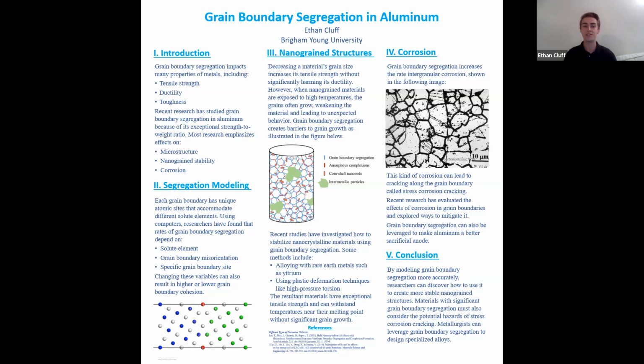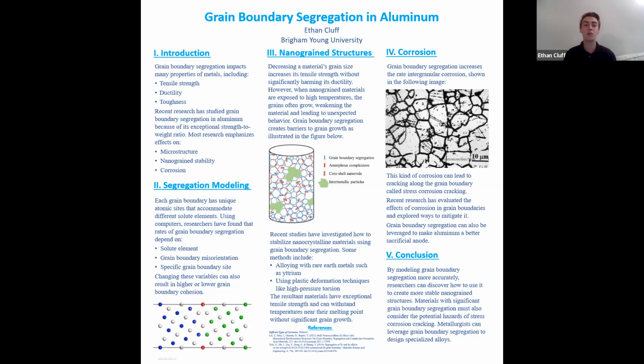One way in which these unique sites can be used is in creating materials with small grain sizes. Now, decreasing a material's grain size is a great way to increase its strength without negatively impacting its ductility or its toughness. However, when these materials are exposed to high temperatures, often they experience grain growth. Grain boundary segregation can actually be used to slow down grain growth. And this can occur in many different ways.